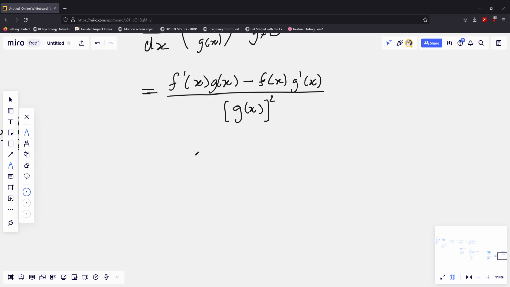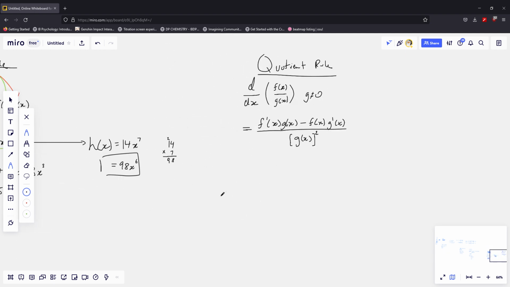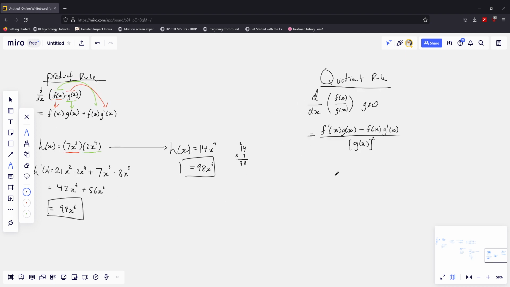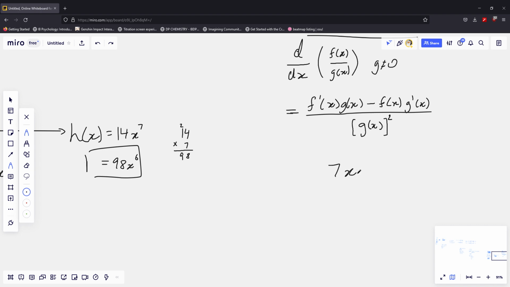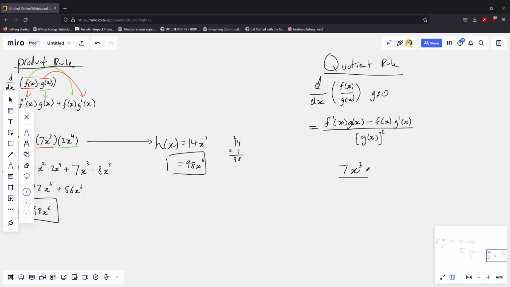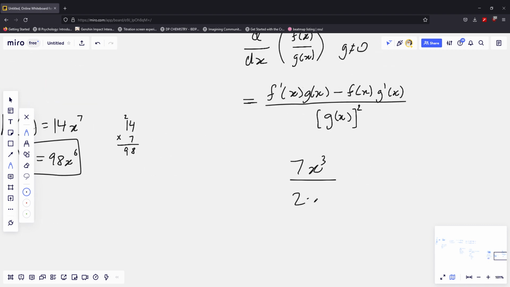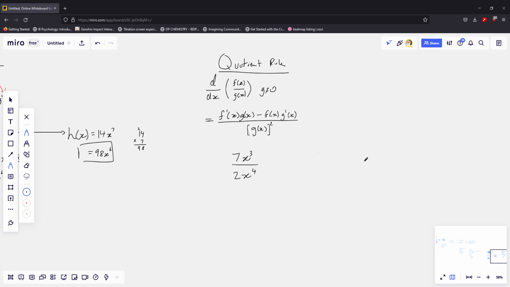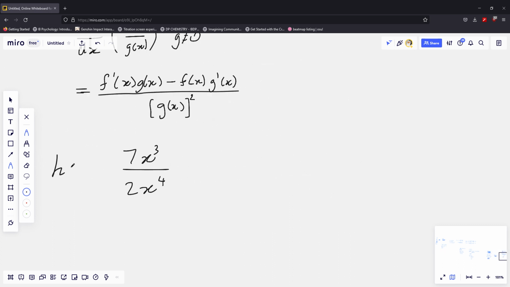Now, let's work through an example, and we can steal the example used for power rule. Actually, let's do the same thing. Let's do 7x to the power of 3 divided by, this time, 2x to the power of 4. Okay, let's do that. So maybe let's call this h of x again, and I'll give you a moment to figure this out for yourself. Try to use quotient rule.